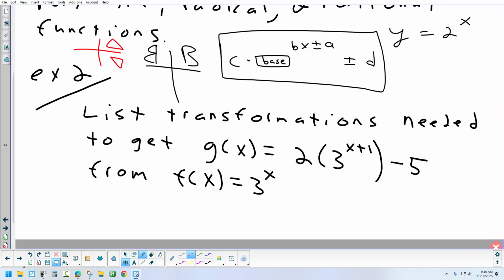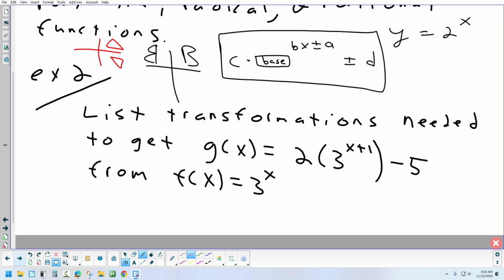Okay. So there's the 6 different kinds of transformations that you can have. So let's look at this one. First of all, when you are doing transformations, you would always compare things with the same base. So you'd never compare 3 to the x to 2 to the x. Those are different. You can compare 2 to the x to 2 to the x.